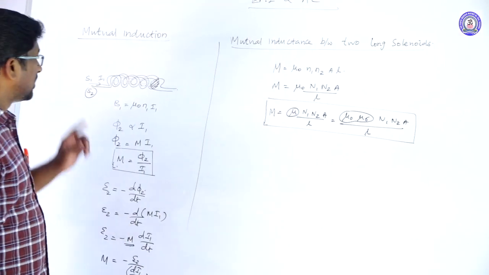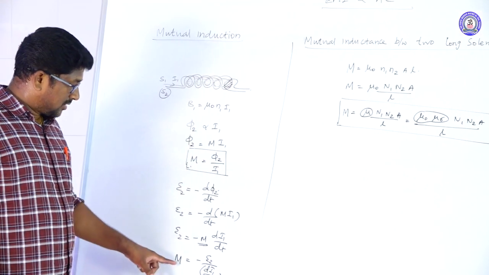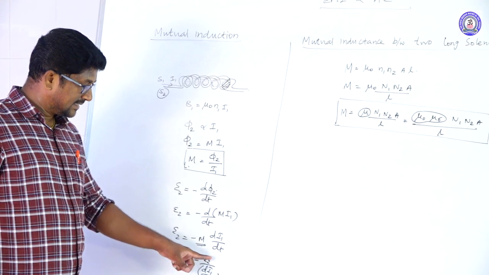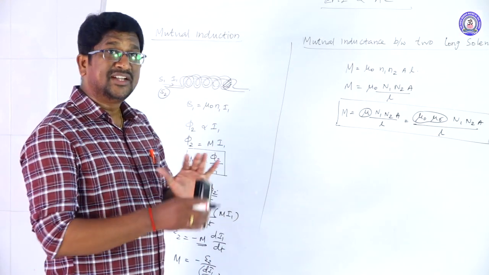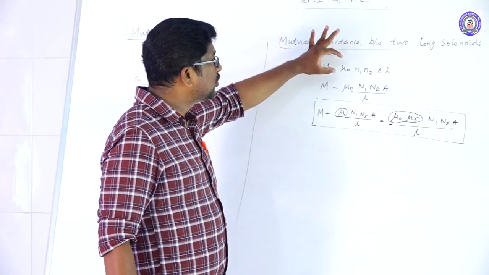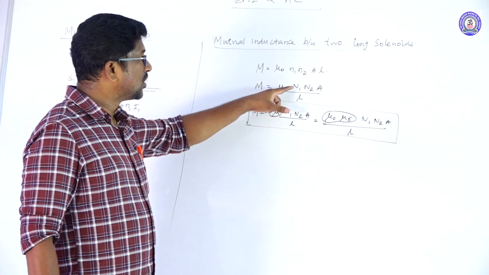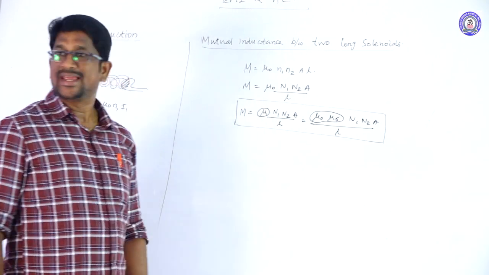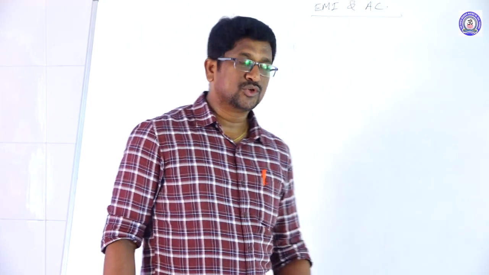So the mutual inductance formulas: M equals phi 2 divided by I1. Second formula: M equals minus E2 divided by dI1 divided by dt. Mutual inductance between two long solenoids is given by M equal to mu naught n1 n2 A into l, or otherwise M is equal to mu naught N1 N2 A divided by l. That covers mutual inductance. Next, methods of producing induced EMF.